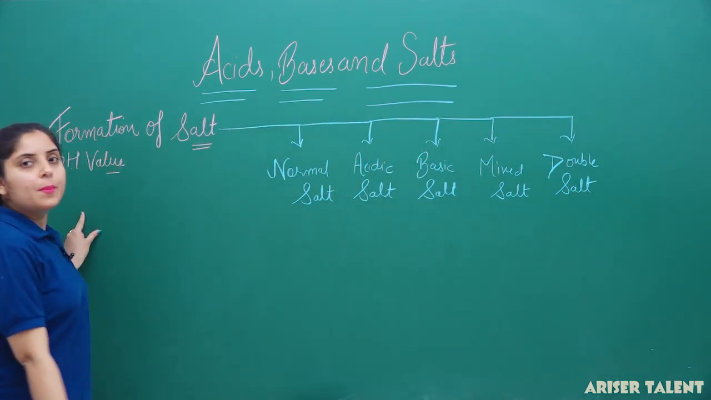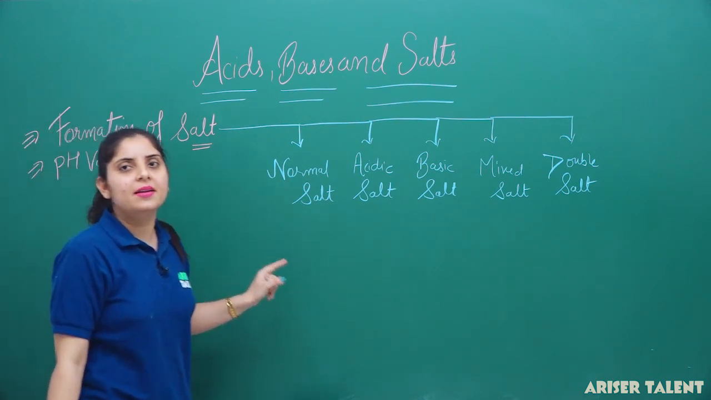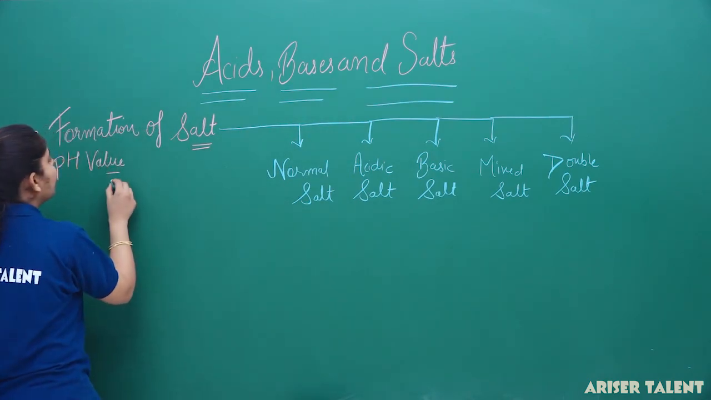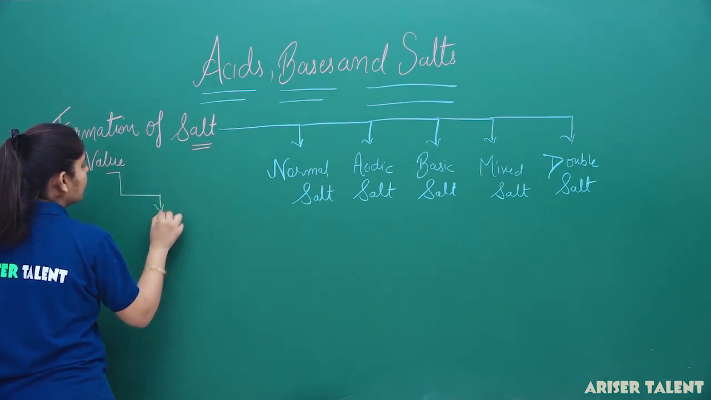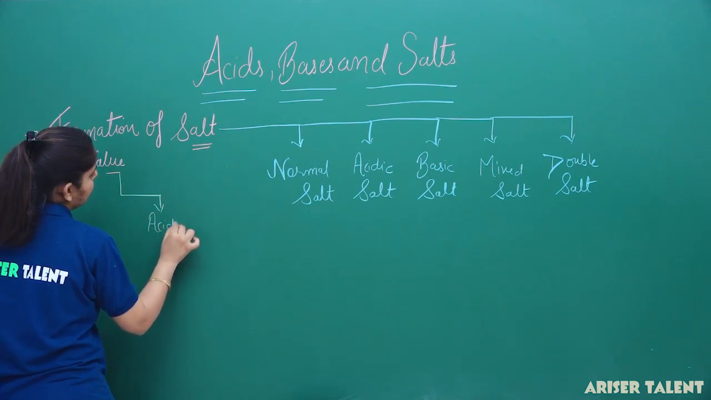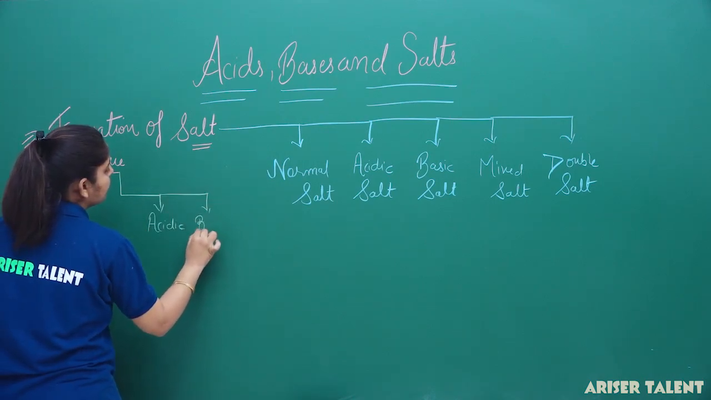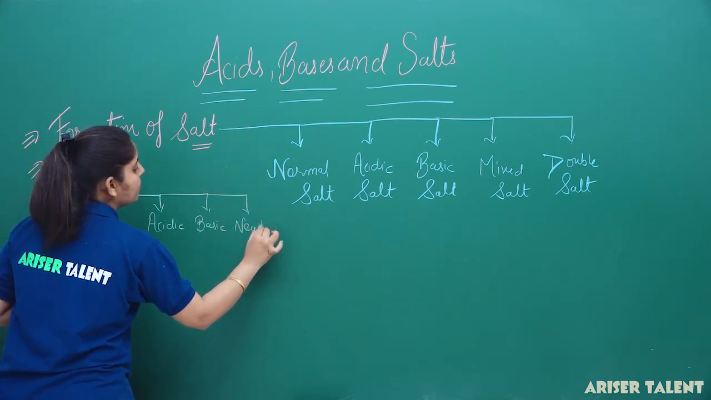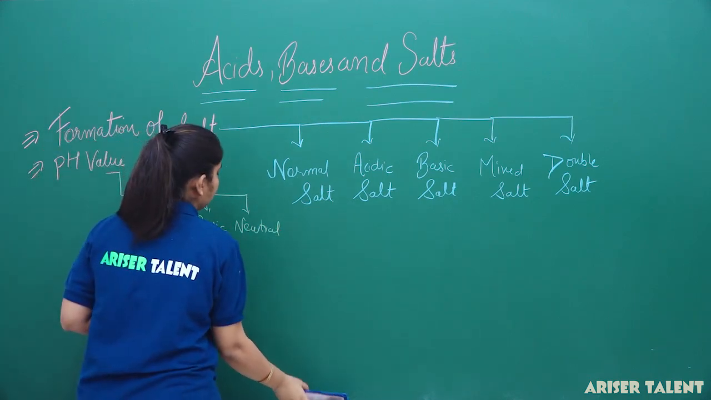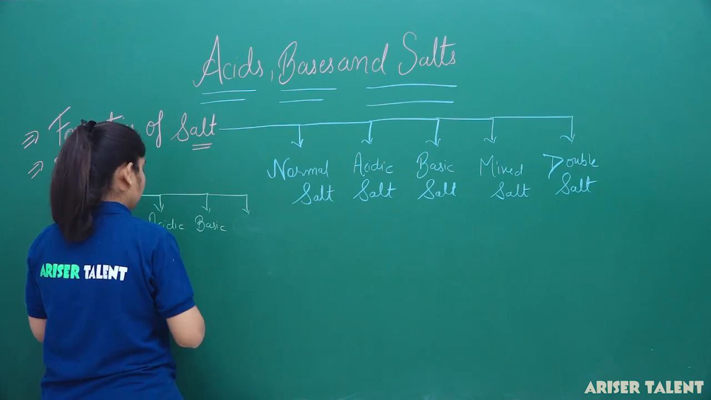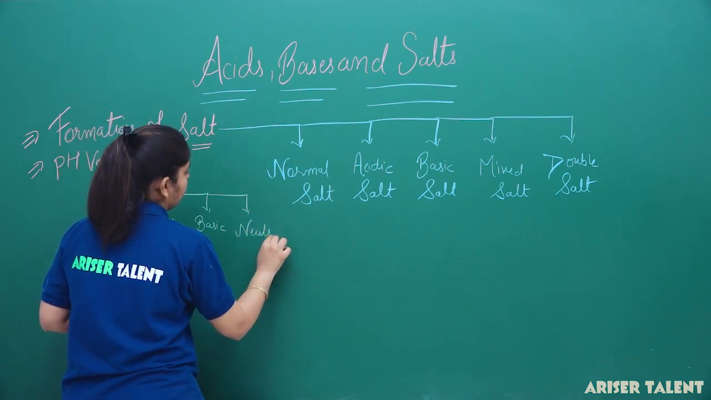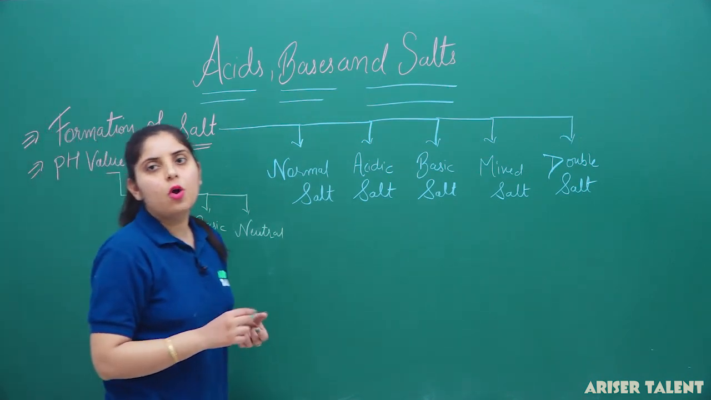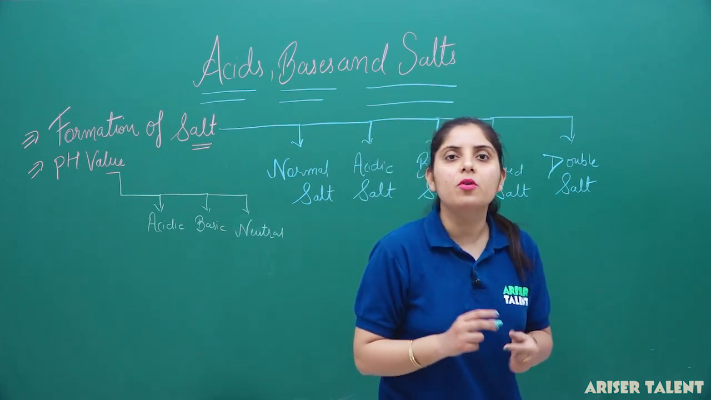Now, depending upon the pH value, we again have three categories: acidic one, basic one, and the third category will be the neutral one. So this is the general classification of the types of salt based on the formation and based upon the pH value.